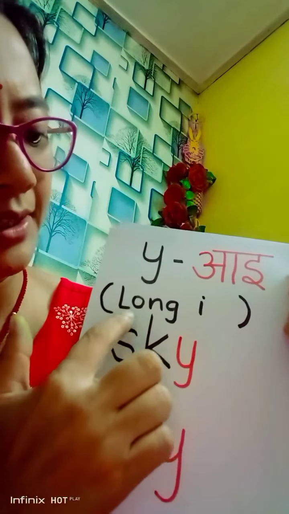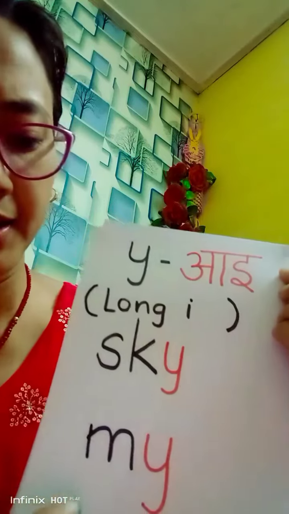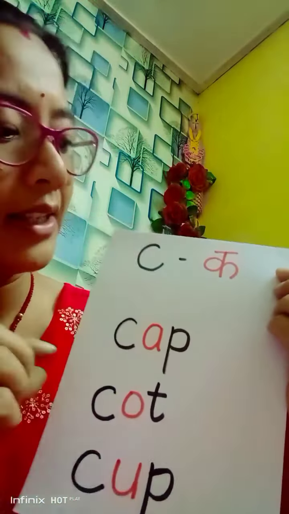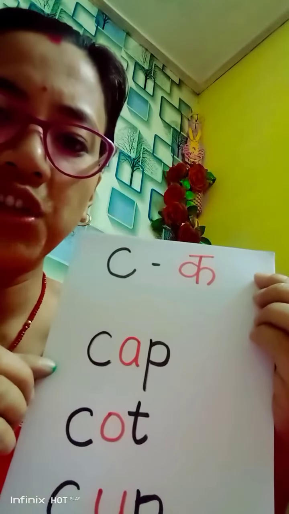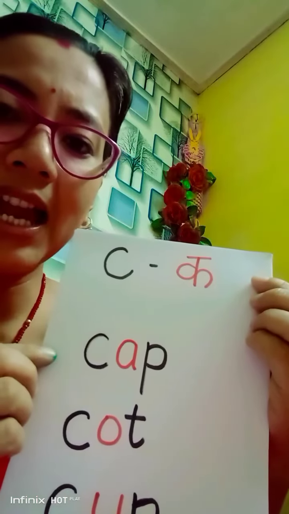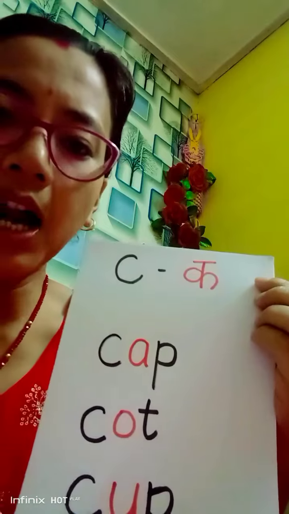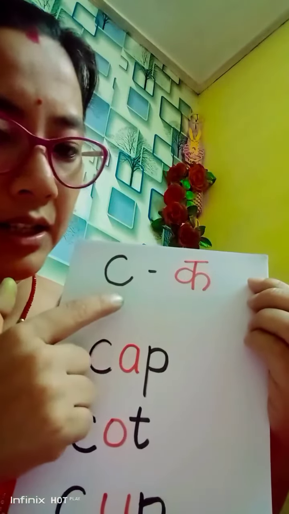Y as long I, it makes I sound. Sky, my. Now next is C and G, which has two sounds. Okay, when C and G are followed by A, O, U, it makes hard sound, that is K.